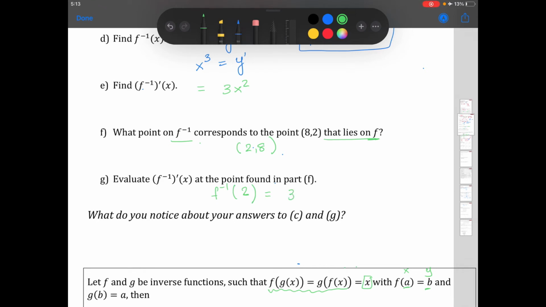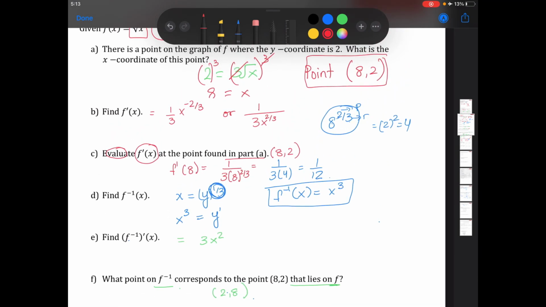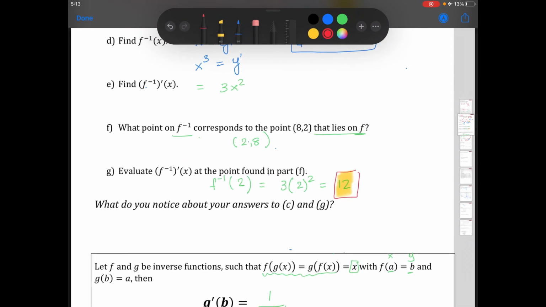So it's 3 times 2 squared, which is what? 2 squared is 4. 4 times 3 is 12. So here's a big revelation. Now the last thing it's asking us: what do you notice about the answers to C and G? So that's just G. And let's zoom out and find our C. Oh, C is here. I'm going to highlight them so it's easier. So what do you see? What do you notice about these? That they are reciprocals.